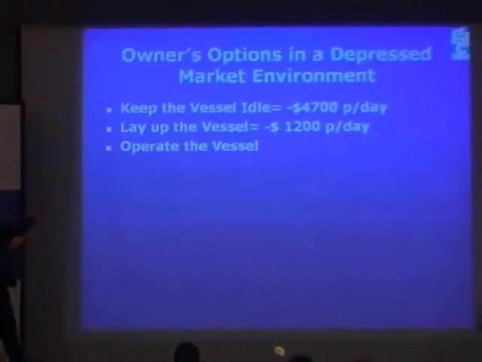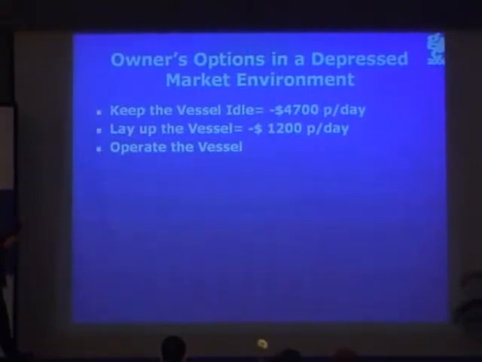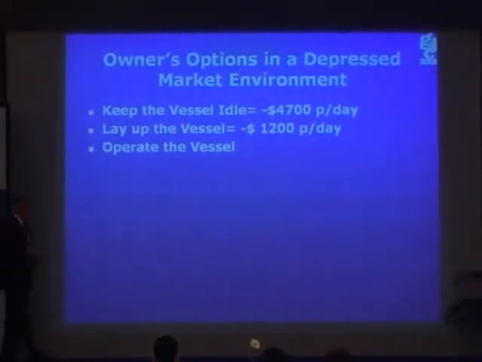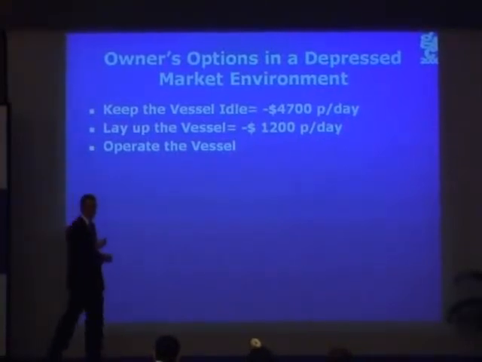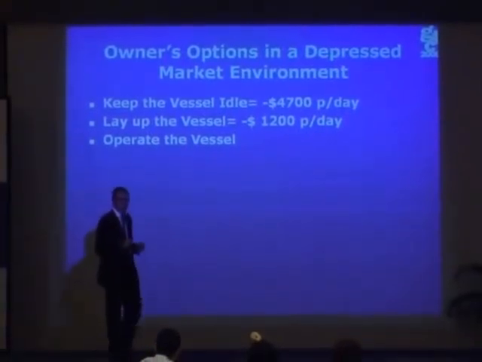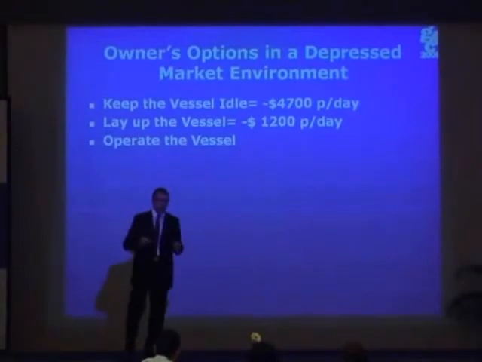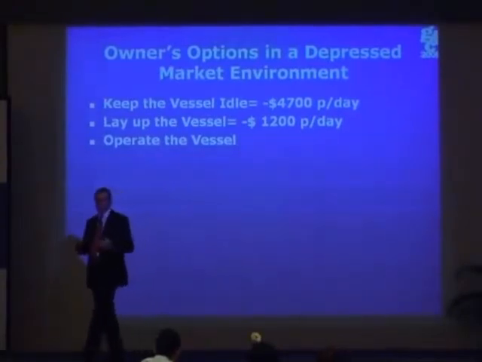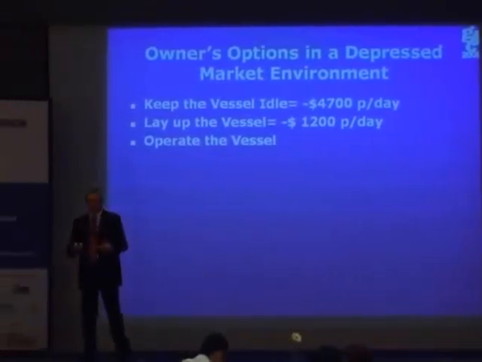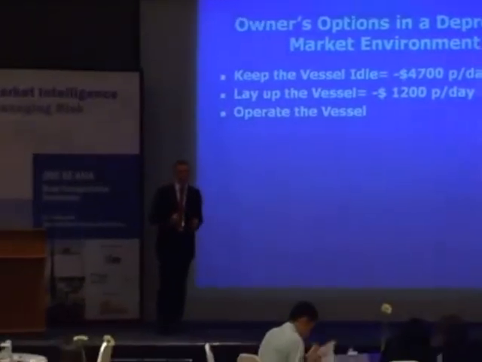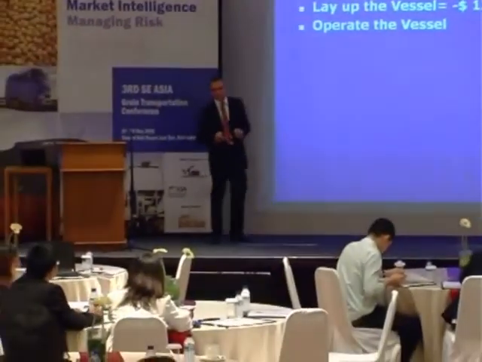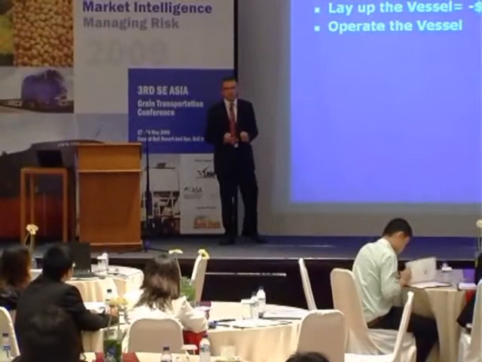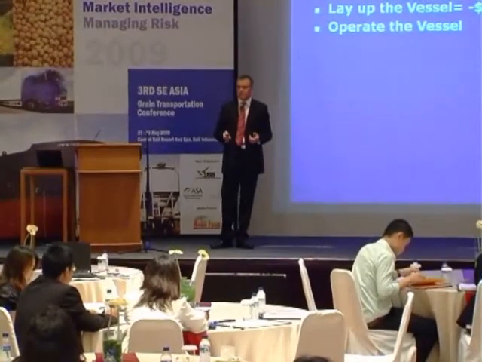Now, as I mentioned at the beginning, as the economist, we have to keep everything constant. Just look at that. So, can any of you tell me, what do you reckon the minimum daily earnings will have to be in order to break even and justify operating the vessel? Any hints?